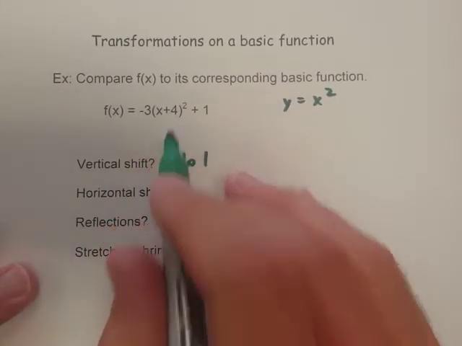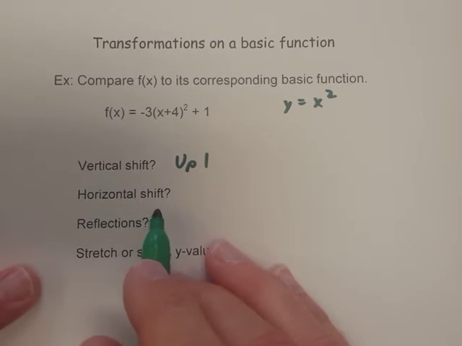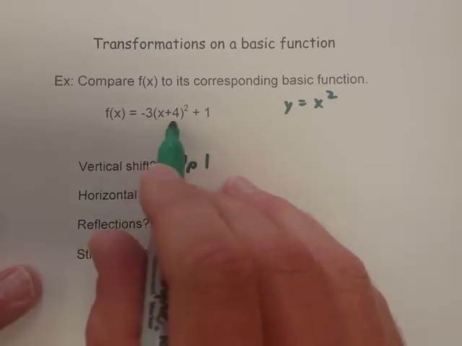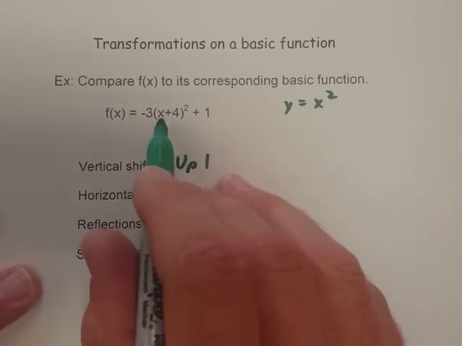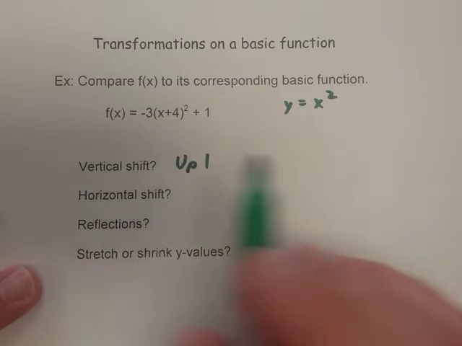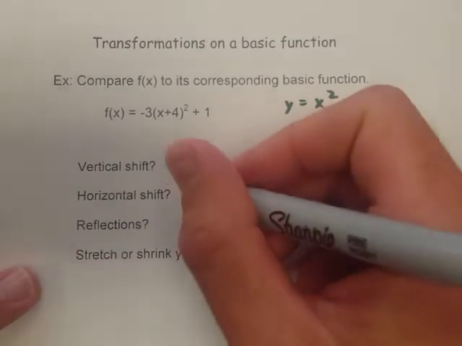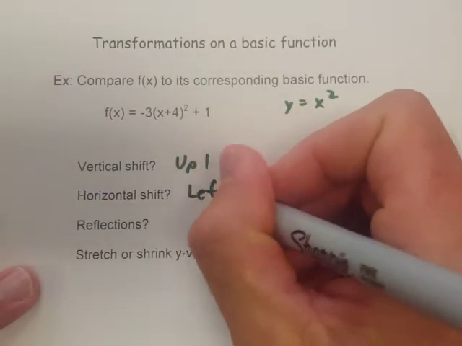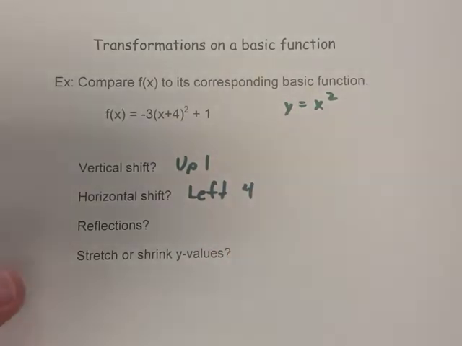X plus 4, that represents the horizontal shift. Now remember, that's kind of the opposite of what you might think. The way to approach this is to decide what value do you need to plug in there to make that equal to 0, and in this case it's negative 4. So that means that it goes to the left 4.